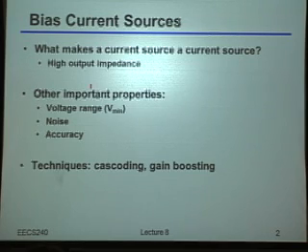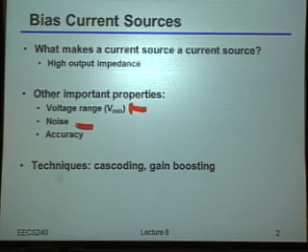Now, having said that, there's actually going to be many other parameters that will be important as well. The first one, which we'll spend a lot of time talking about, is the so-called voltage range, meaning how small of a voltage can you put across that current source, as well as how large of a voltage can you put across that current source before it really stops behaving like a current source, meaning before its output impedance becomes too low compared to everything else.